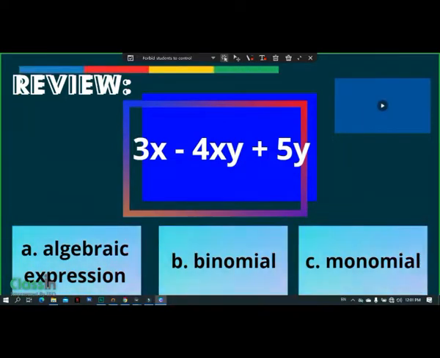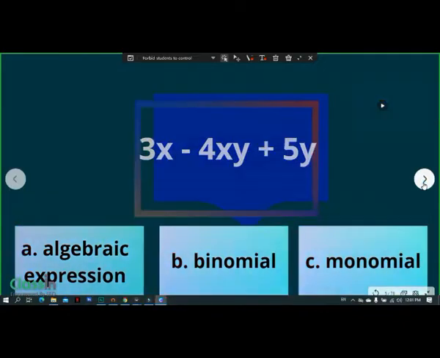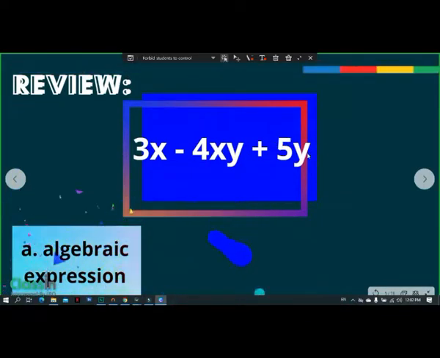Okay. The choices are A, algebraic expression, B, binomial, C, monomial. So, what is the correct answer? The correct answer is A, algebraic expression. This is an algebraic expression wherein binubuo po ito ng numbers and letters, and then meron pong mga operations.